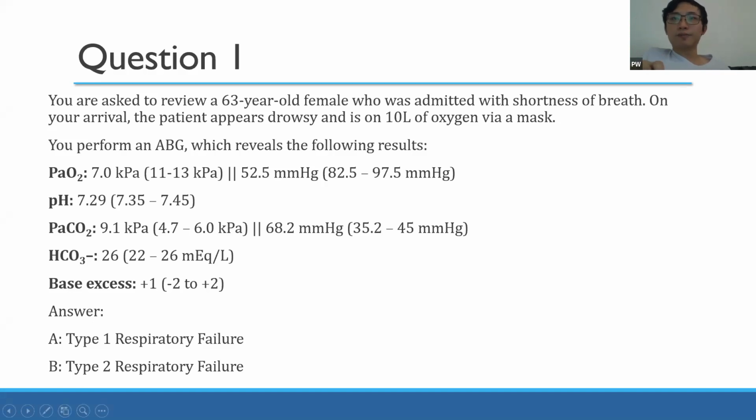I'll put a poll up. I'll give you guys a little bit more time, maybe about 20 seconds. Yeah, so pretty definitive. They're in type 2 respiratory failure. First of all, they're hypoxic because their O2 is less than 8, but also their PCO2 is greater than 6. So yeah, type 2 respiratory failure. You've got to keep an eye on this lady. She is retaining CO2, which is a particularly bad sign.